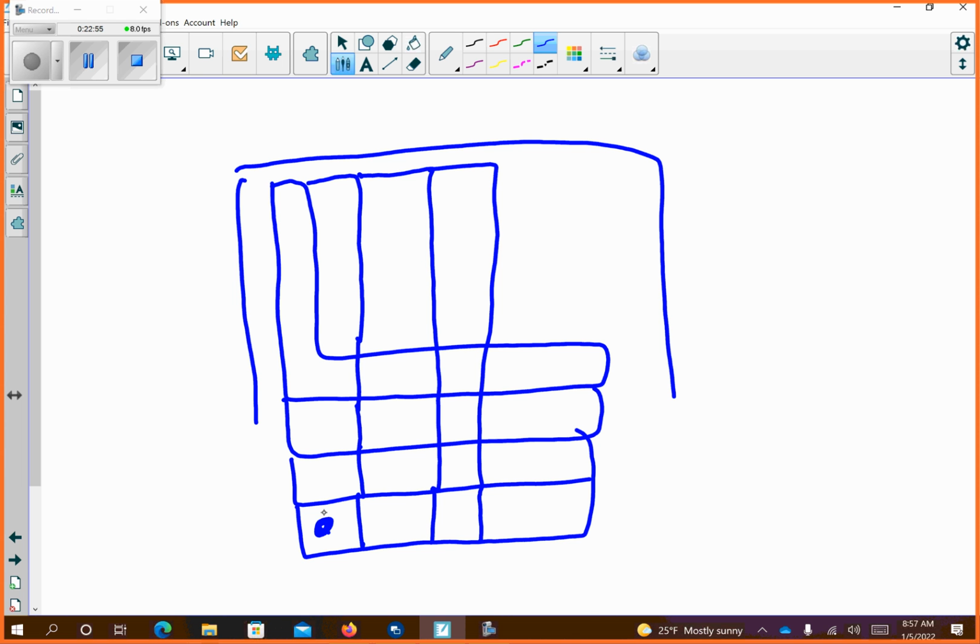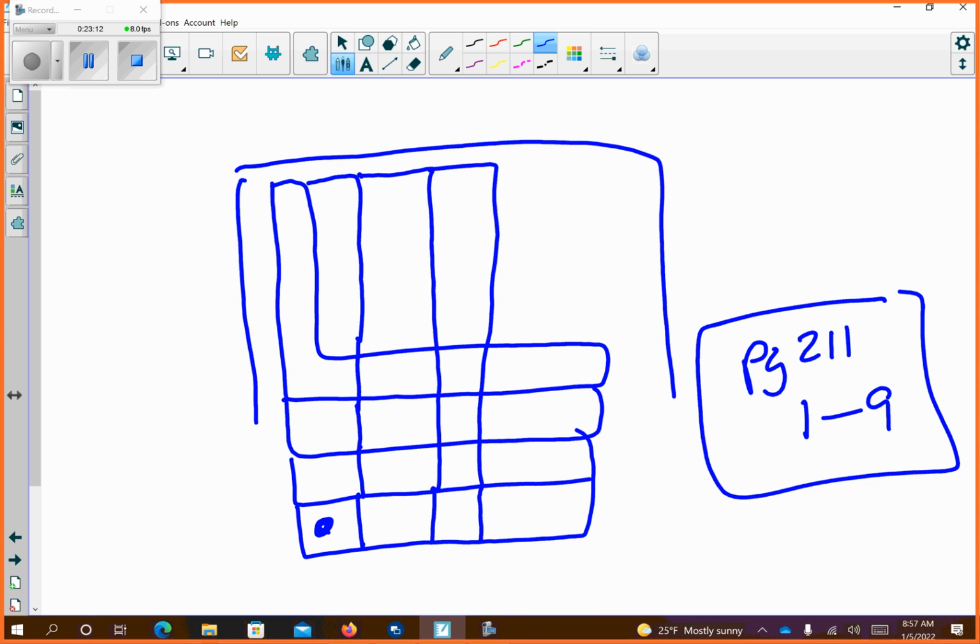Let's see. You guys want a lot of homework tonight? Okay. How about we look at page 211 and look at one. Let's look at 1 through 9. Sound like a deal? Yes. Cool.